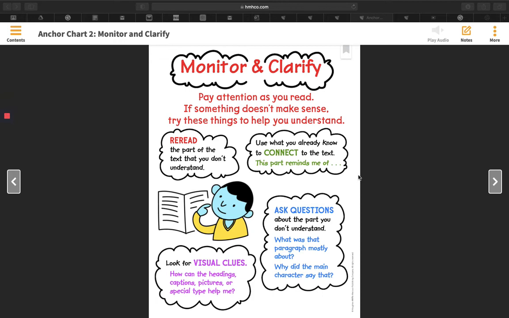You can ask questions. What do you not understand? What was the photograph mostly about? What did the main character say that? And then you can look for visual cues. So we talk about text features. These can be headings or captions to photographs, pictures or diagrams, or any type of special words that they use. So that is monitoring and clarifying, going back and rereading or finding out information that you didn't quite understand in what you read or what you listened to.